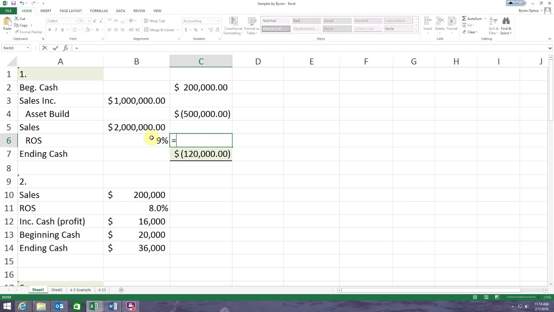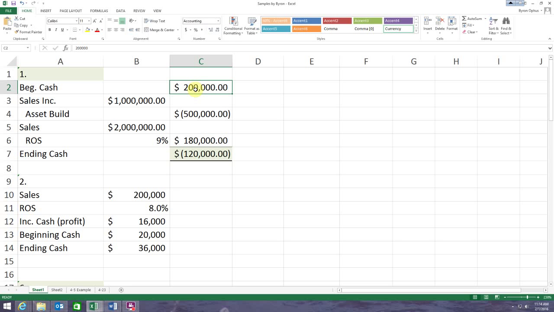This is equal to my 9% times my 2 million, or $180,000. And that's a positive contribution to cash, and my beginning cash is positive. I started with $200,000, but my asset build is a minus $500,000. So in the end, in my problem, yours may end up different, but in my problem, I end up having a negative $120,000 in cash. Okay. Is that the whole story?